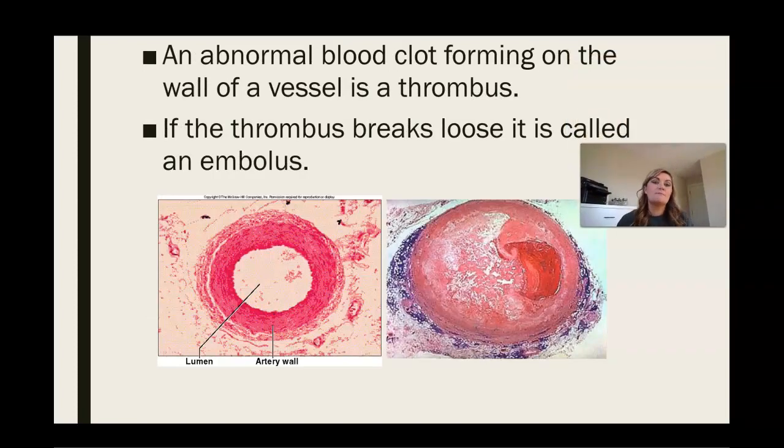Okay. So an abnormal blood clot formation on the wall of a vessel is going to be referred to as a thrombus. So over to the left-hand side, you see what a normal artery wall looks like. If you look over to the right-hand side, this is going to be one that is forming a clot and that's starting to be blocked. So if the thrombus then breaks away or breaks loose from the wall of that artery, it's then going to be referred to as an embolus.